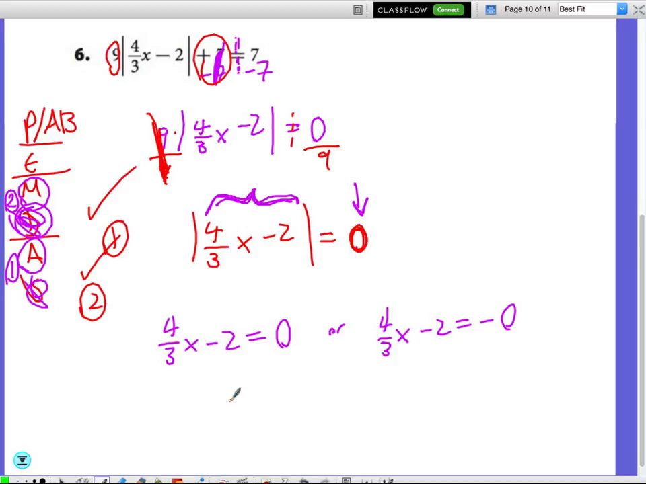But wait a minute, is there something wrong here? Okay, we have 0. Okay, that seems normal. What about this? Negative 0. What do we say about negative 0? Negative 0 doesn't exist.